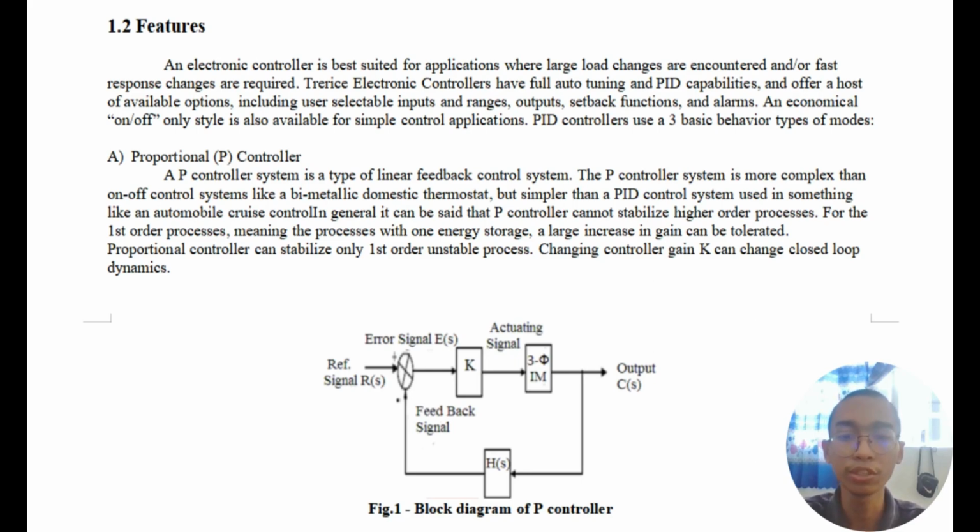A PID controller uses three basic behavior types of modes. Firstly, the proportional controller. A P controller system is a type of linear feedback control system. The P controller system is more complex than an on-off control system like a bimetallic domestic thermostat, but simpler than a PID control system used in something like an automobile cruise control. In general, it can be said that P controllers cannot stabilize higher order processes. Below is a block diagram of a P controller.